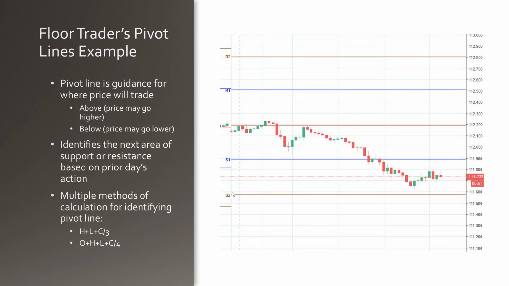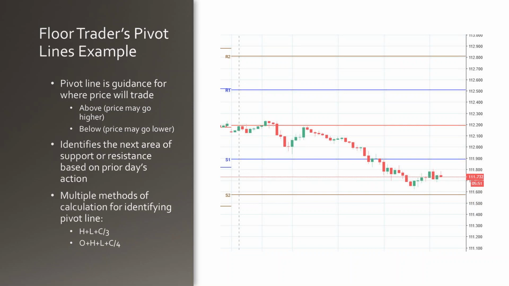Now, typically the pivot line is used as a kind of guidance for where the market may go for that day. If it is trading above the pivot line, then it's going to be an up day. If it's trading below the pivot line, it's going to be a down day. It also identifies the next area where price may find support or resistance. Again, it's based on the prior day's action. Now, there are multiple ways of calculating the pivot. The standard calculation would be the high, low, and close divided by 3 of the prior day.